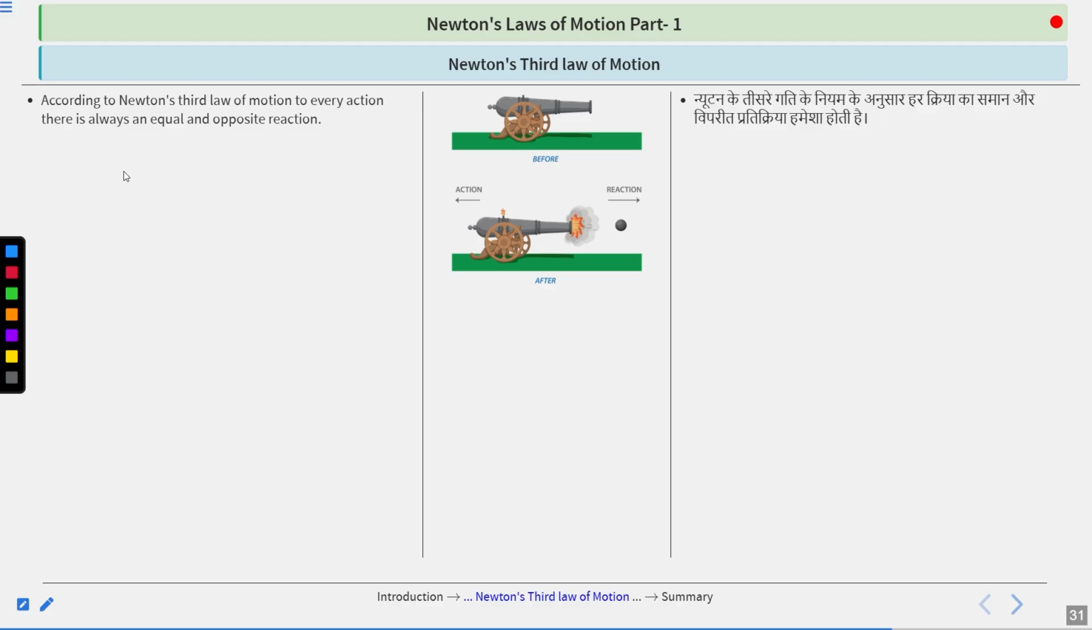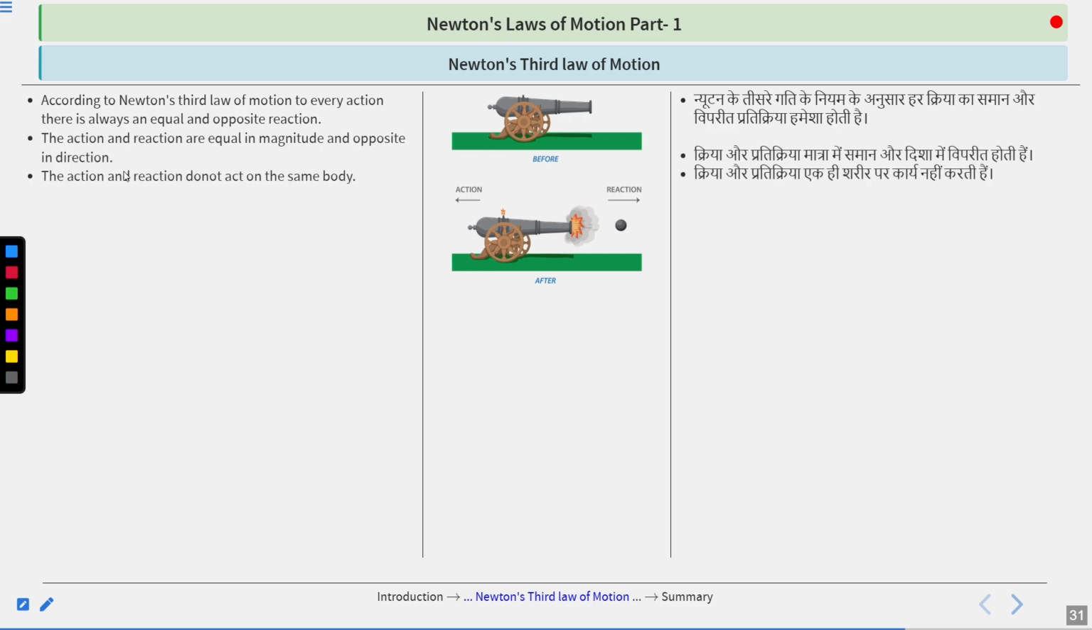Now the third law. According to Newton's third law of motion, to every action there is always an equal and opposite reaction. Okay. The action and reaction are equal in magnitude and opposite in direction. The action and reaction do not act on the same body. If the action is on one body, the reaction will be on the other body.